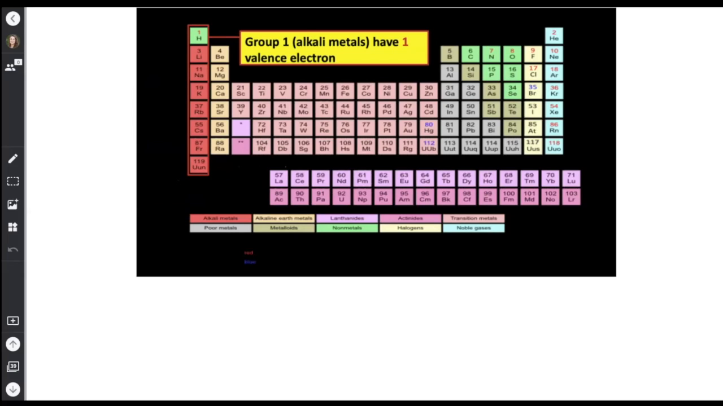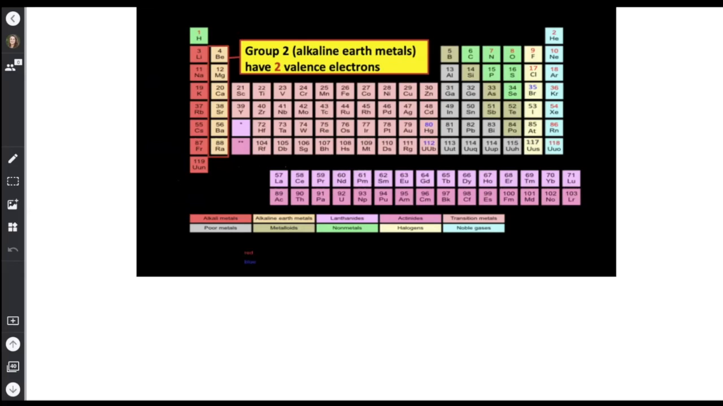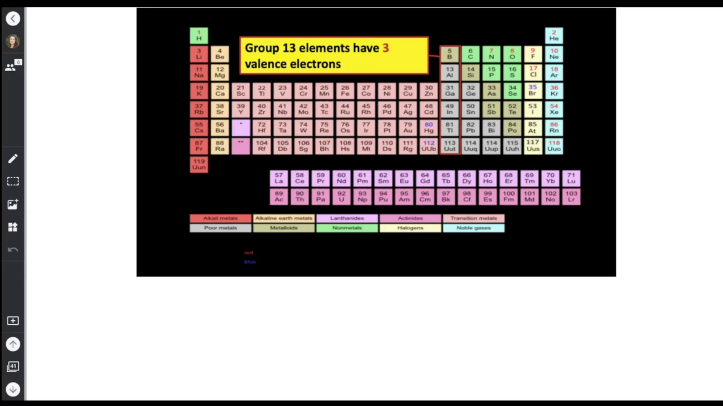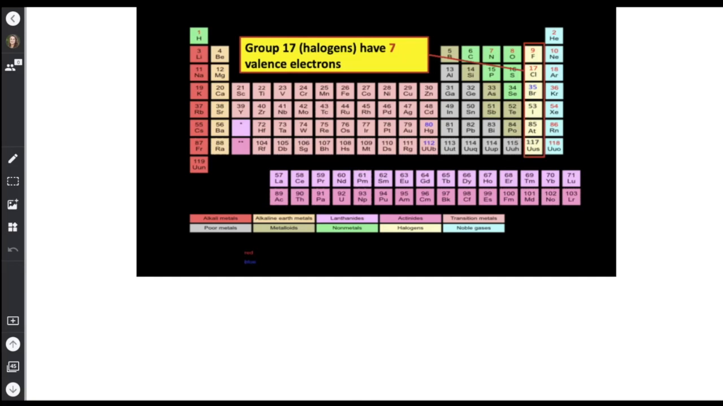So group 1 has how many? 1. Group 2? 2. Group 13, 3, 14, 15, 16, 17, and 18: 8. But what's our exception here? What about helium? Helium only has 2 electrons.